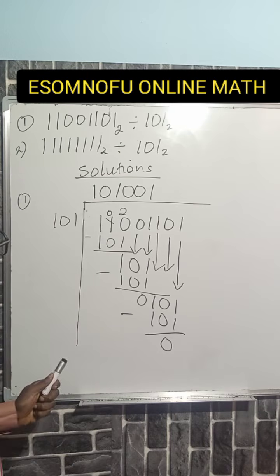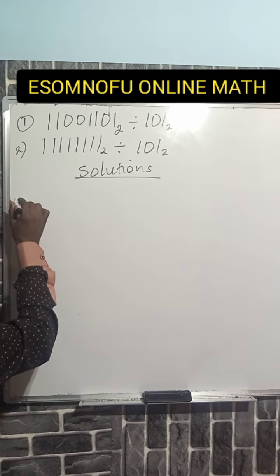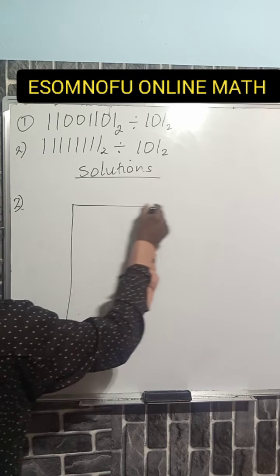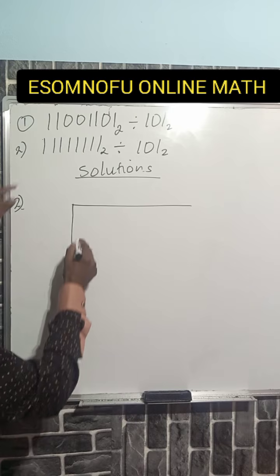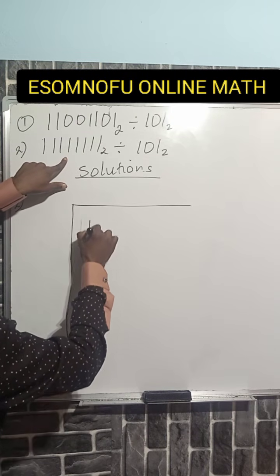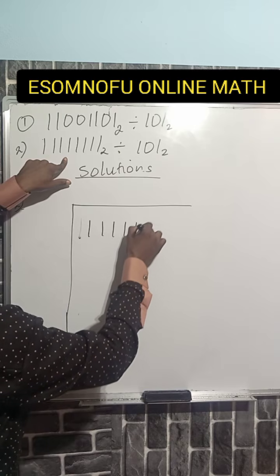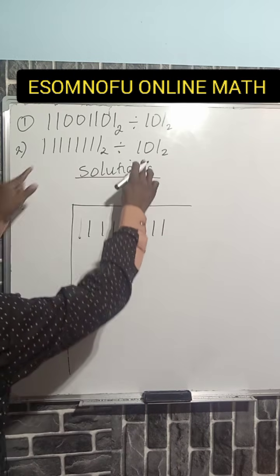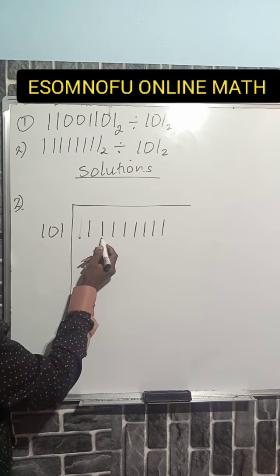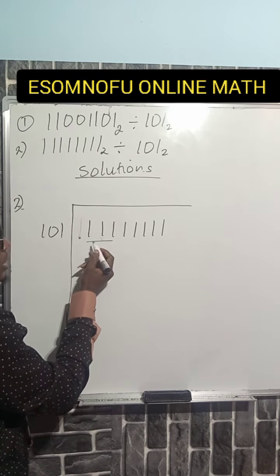Okay, let's take the second one. In number 2, this is what we have. So you have to make the sign of division again. This will be inside. The number of digits here is 8: 1, 2, 3, 4, 5, 6, 7, 8. We are still dividing by 101. You can't divide 11 because it's smaller, so you go into 111.